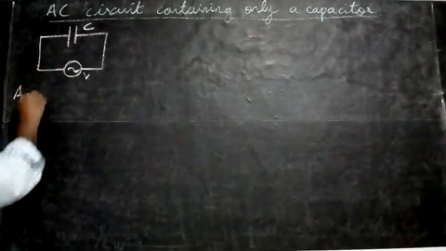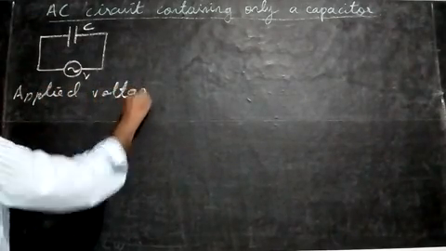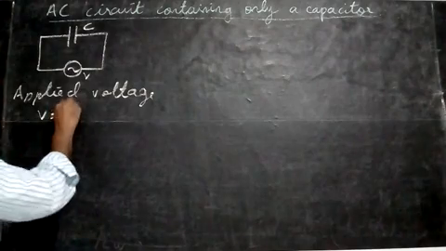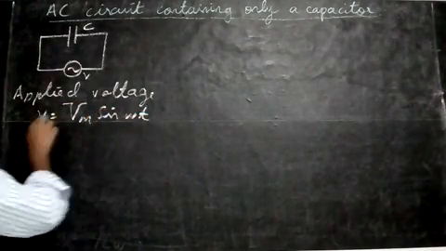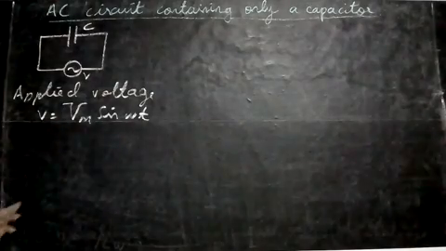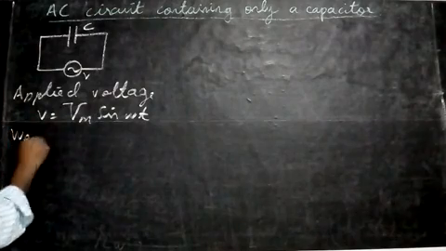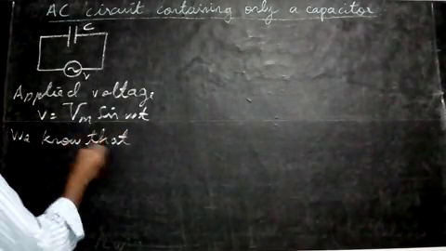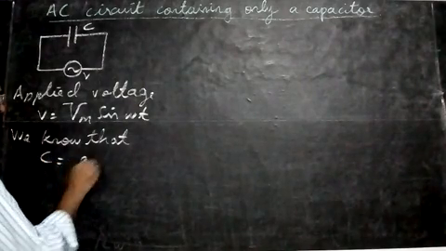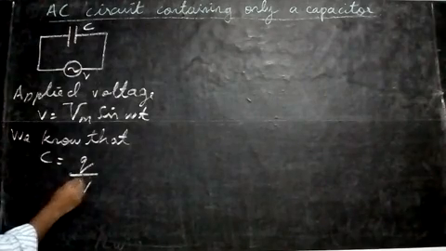So the applied voltage, small v, is equal to Vm sine omega t. This is small v, this is capital Vm. That is to be remembered. Now we know the capacitance formula: the capacitance C is equal to Q by V. This is the formula for the capacitance. Again, this V is also capital V.